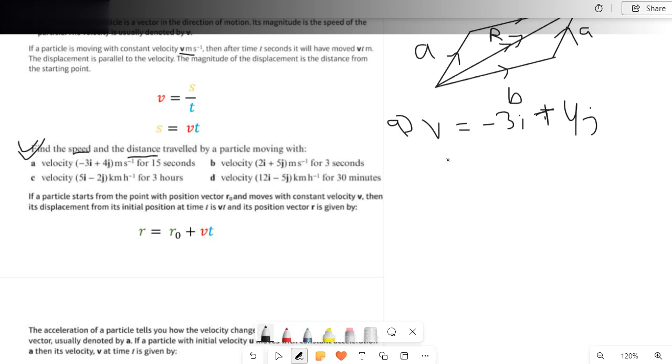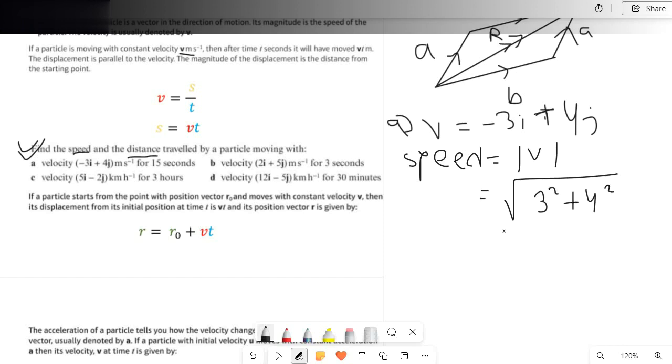for 15 seconds. Therefore, we know that the speed is the modulus of v, or the magnitude, and using Pythagoras' theorem, we can say that the modulus is equal to root over 3 squared plus 4 squared, which is 9 plus 16, which is also root over 25. And because we know that 5 squared is also 25, therefore root over 25 is simply 5 meters per second.